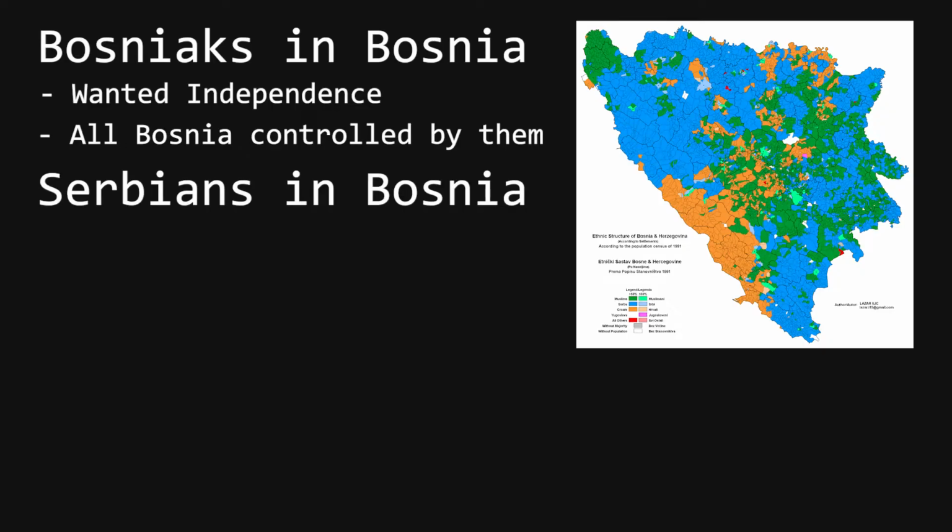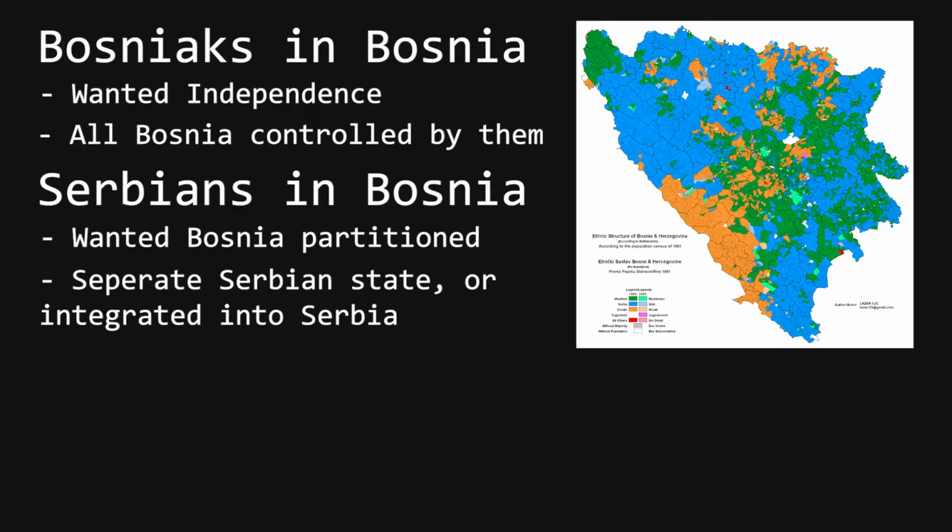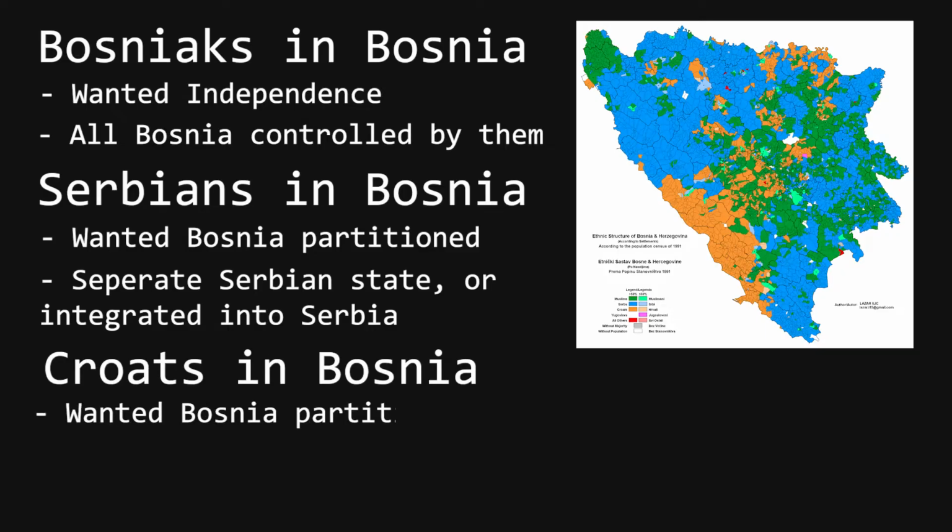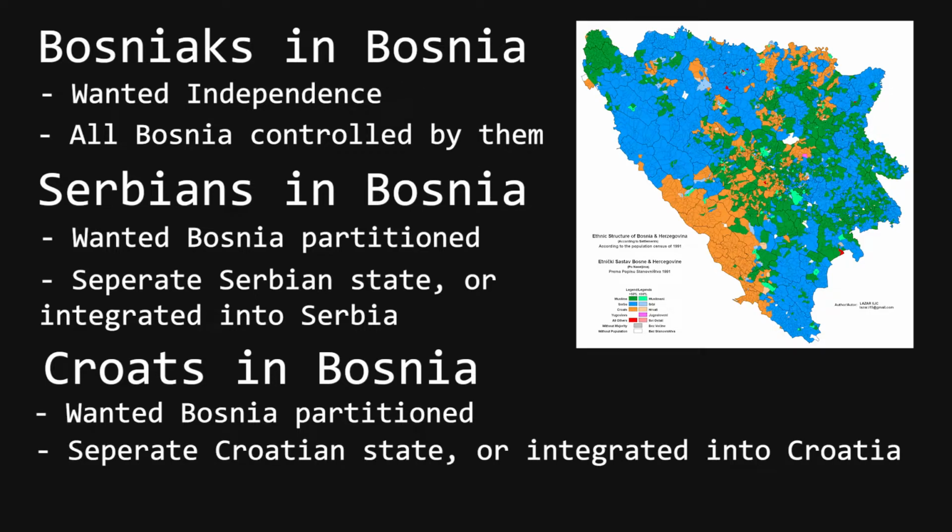The Bosnian Serbs sought the partition of Bosnia, and similar to the Serbs in Croatia, they either wanted to be reincorporated into Serbia itself or have a separate state by themselves. They were also supported by Serbia. The Bosnian Croats also sought the partition of Bosnia and either wanted to be incorporated into Croatia or have a separate state by themselves. They were supported by Croatia itself.